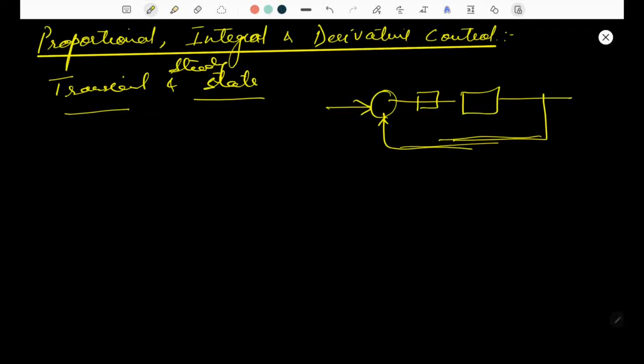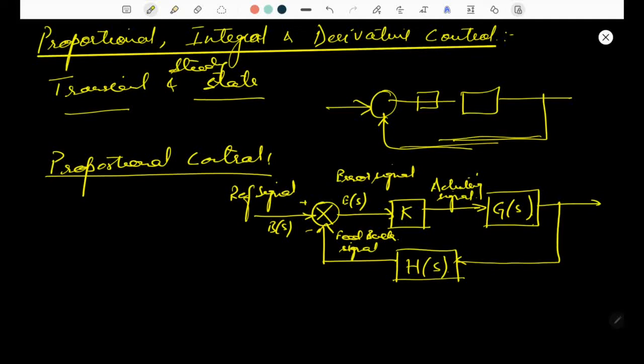First of all, let's discuss proportional control. Here is a simple block diagram. You can see some of the terms we already know. This is the input or reference signal, and this is the output, which we write as C(s). Then this is the feedback, which is given over here, and we have considered the feedback signal as B(s).